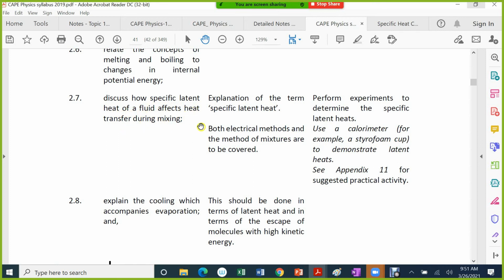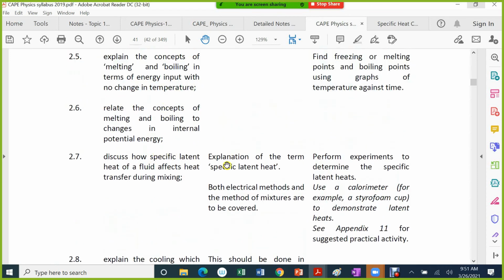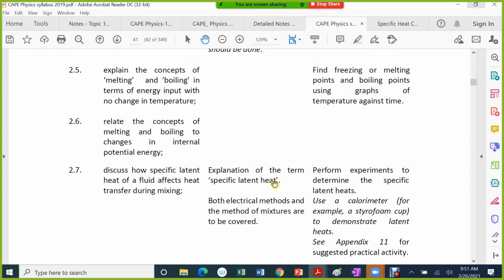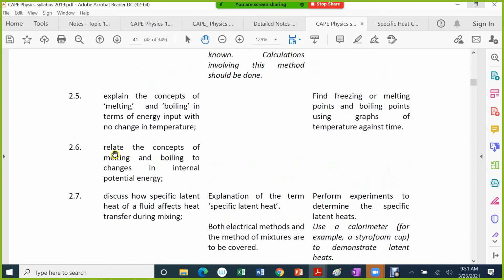We discussed how specific latent heat of a fluid affects heat transfer between mixtures. Maybe I need to find out what this is saying, but I'll get back to you on that one. At the end of the day, it says that we should cover both electrical methods and the method of mixtures. And of course, it says use a calorimeter, which is more than likely a styrofoam cup, to demonstrate it. We were supposed to do a practical pertaining to this, but obviously that won't happen.